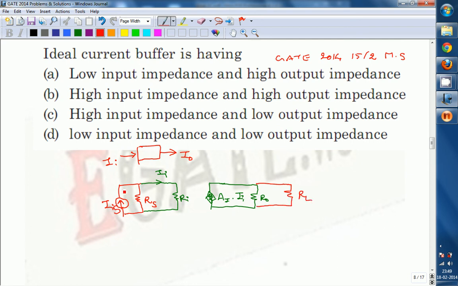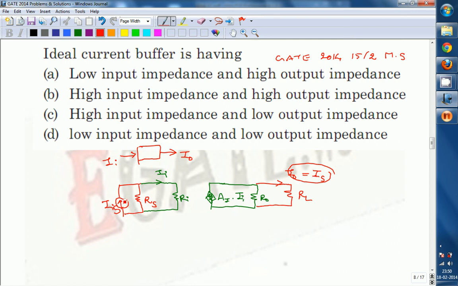So current buffer implies that the current I0 has to be equal to IS. You must make I0 equal to IS, and that is an ideal current buffer. Whatever input current you are applying, the output current to the load must be the same as the input current. So what conditions will make this true?